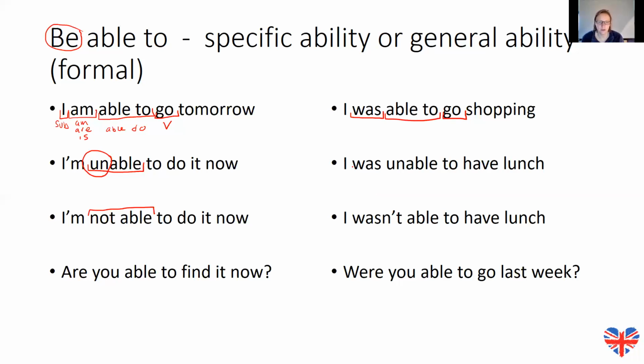So this is how we make it in the past. We make it was or were. To make it negative, again, we do the same. We can be unable or we can be not able. If we're going to say I wasn't able, this is your contraction of not.